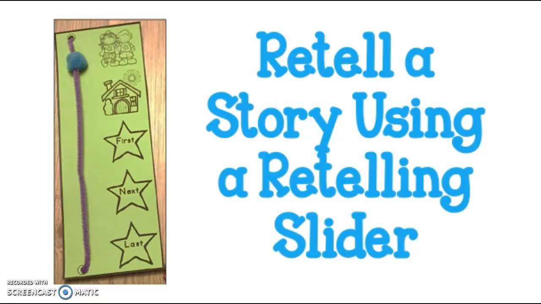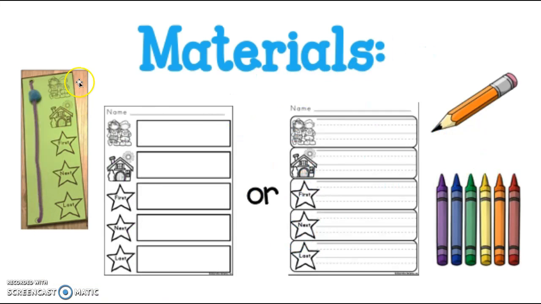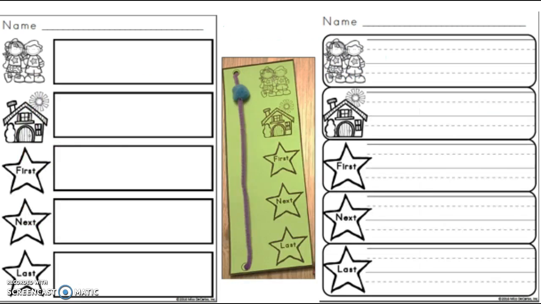All right, boys and girls, welcome back. I'm glad you've read a story. Let me show you the materials that you're going to need. You're going to need the retelling slider and one of these recording sheets. You can choose this one that you draw pictures on, or the one with lines that you write words. You'll also need a pencil and some crayons. If you don't have those items, go and get them now. You have those items, great.